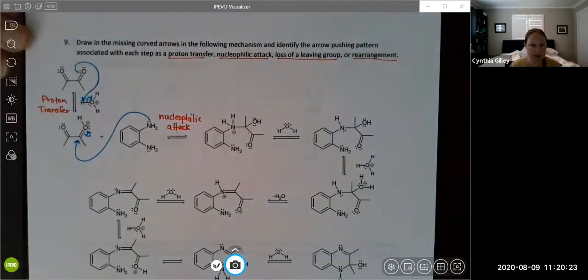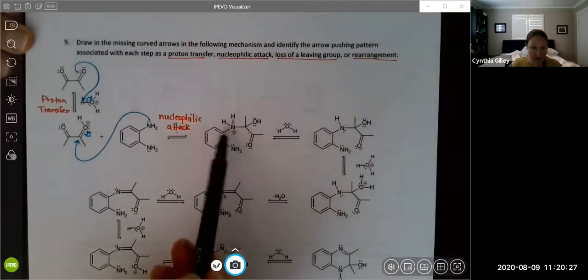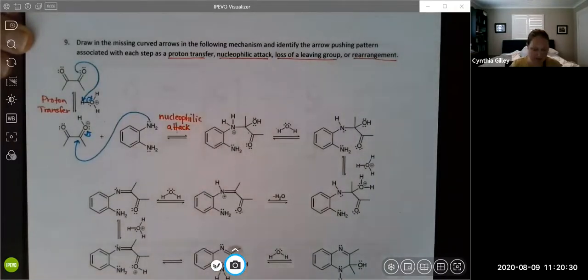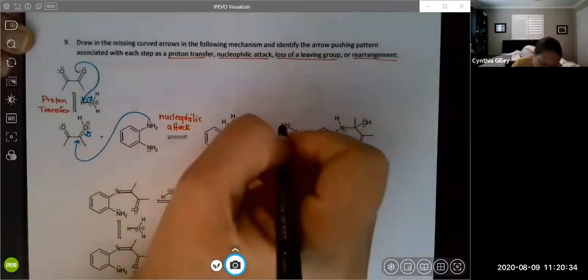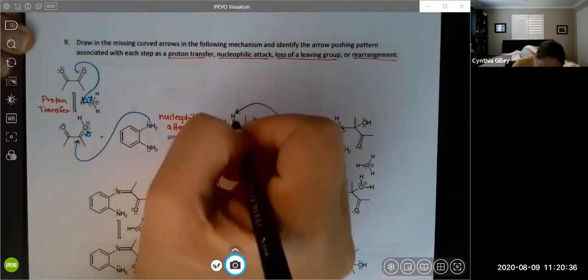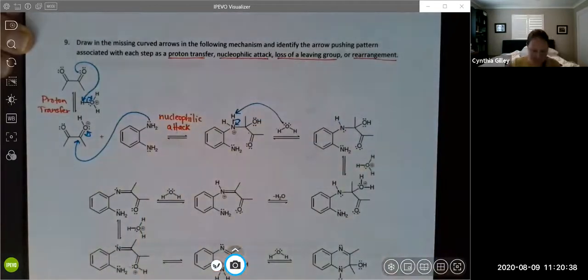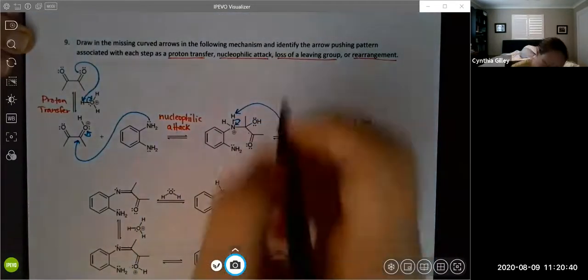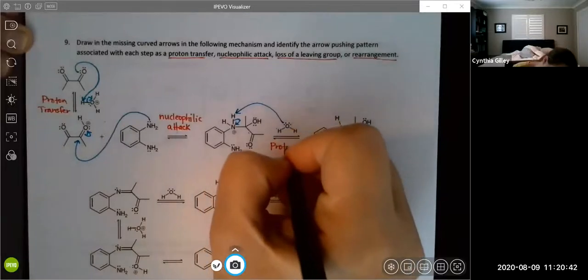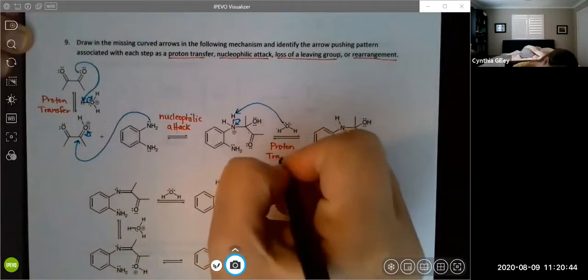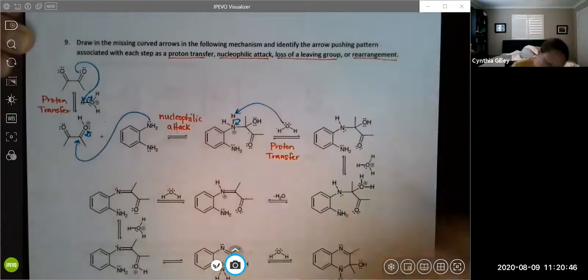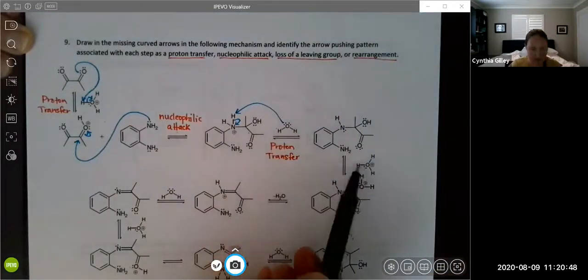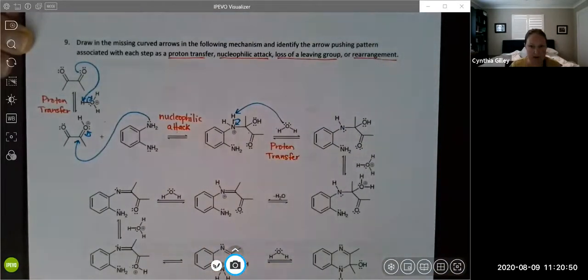All right, what's happening from here to here? It looks like we are losing a proton, one of the protons on this nitrogen. So they've already drawn in water for us. That's great. We can use water as a base to remove that proton. So this is another proton transfer. You can see the proton was transferred to water, so we formed hydronium ion.